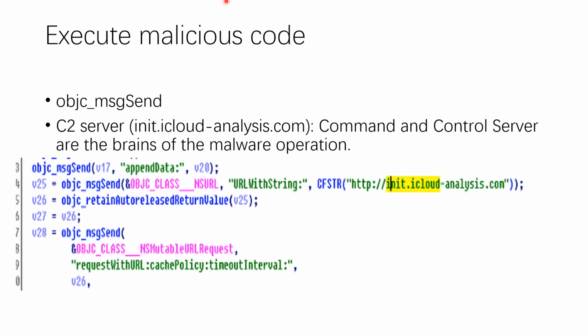This is the C2 server link established by the attacker. As a result, when the user enters personal information in the application window, the malicious code will upload the private information to the attacker's C2 server. This is how XcodeGhost uploads privacy.